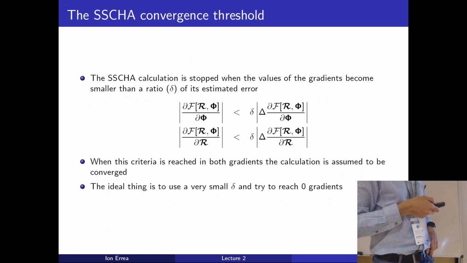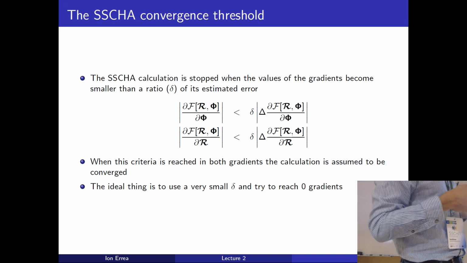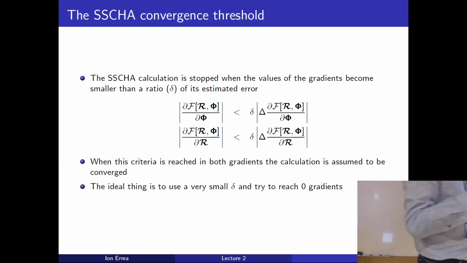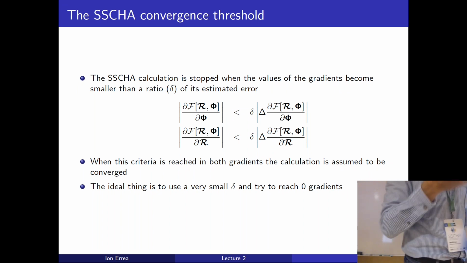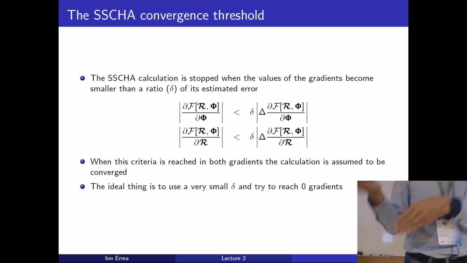Okay, so when do we stop the minimization? Imagine we are okay with a stochastic criteria. Indeed, we should stop when the gradient is zero, both the gradient with respect to the centroids and the force constant. Effectively, you never reach zero. So how do we determine that? We compare the modulus of the gradient with the modulus of the error. It's not the exact error, but an estimate of the error, a stochastic error. When the gradient is smaller than this, with a prefactor, for both gradients, we decide that the minimization is converged.